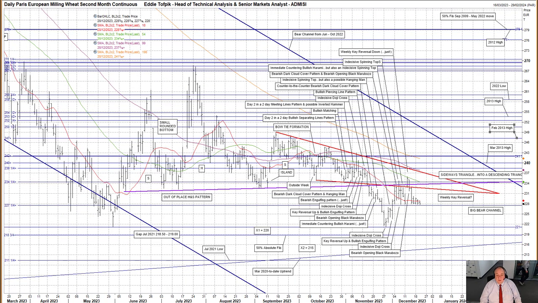Meanwhile, in the grains, we had a weekly key reversal down in Paris milling wheat futures last week, which has kept interested parties guessing this week as prices hesitate, sitting on top of the congestion at 224. Yet a market which has had declining highs, usually seen as a bearish sign, declining highs since Tuesday last week. I reckon we may be coming to a cusp, and very soon.